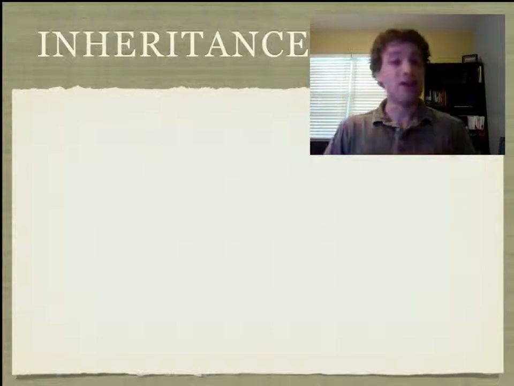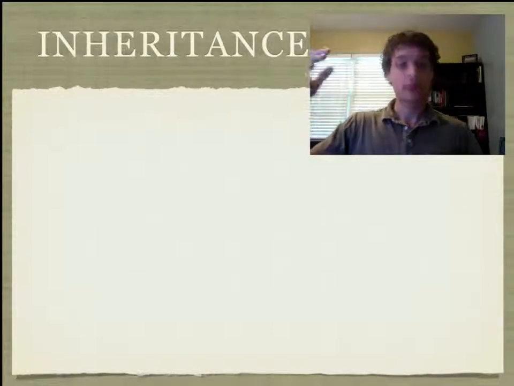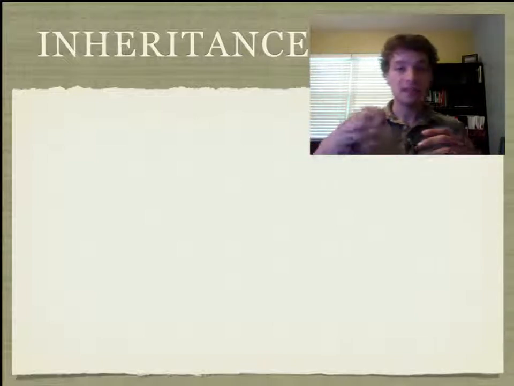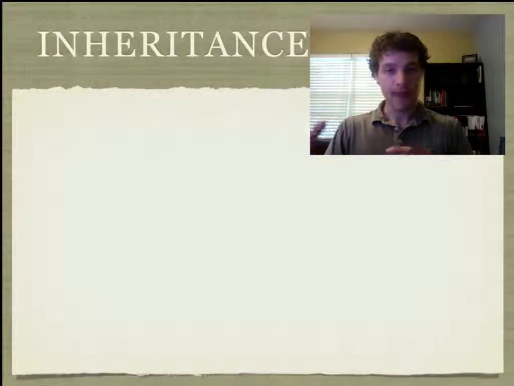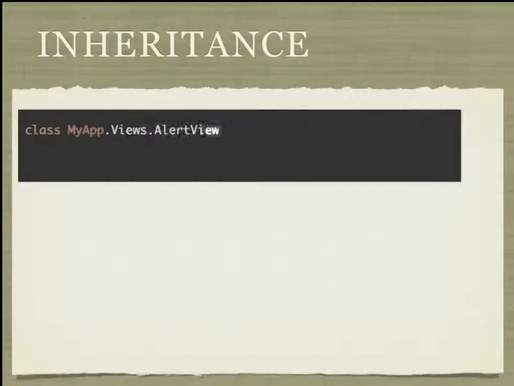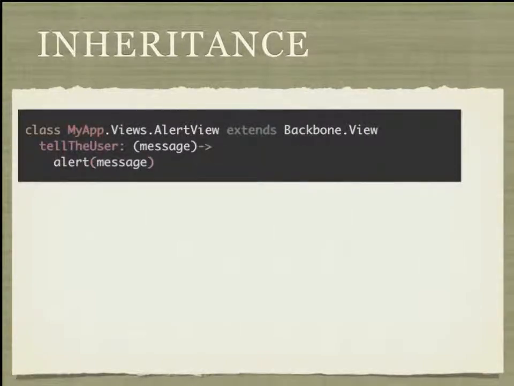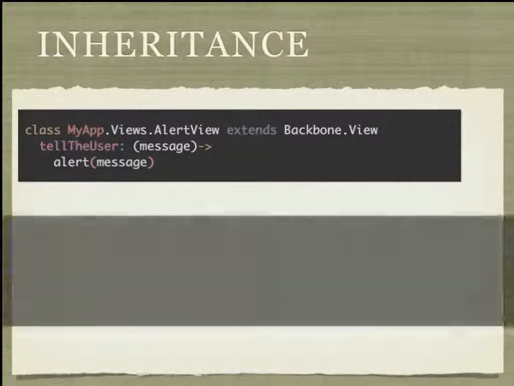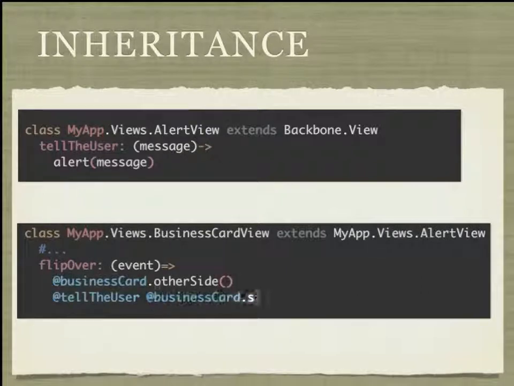If we have a parent class that inherits from the Backbone view, then we still get to keep all of that same functionality from Backbone, but we can have one place where we define this functionality. So here I've got an alert view that defines that tell the user message, and it inherits from Backbone view, and then any one of my other views, like my business card view here, that's going to need that functionality, instead of inheriting from Backbone view, can just inherit from my alert view.